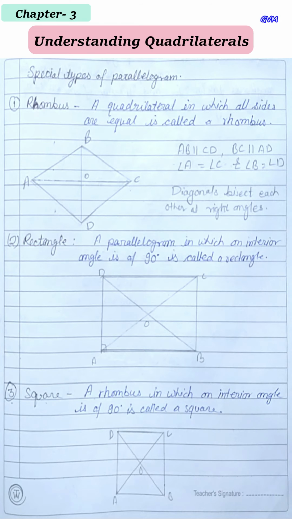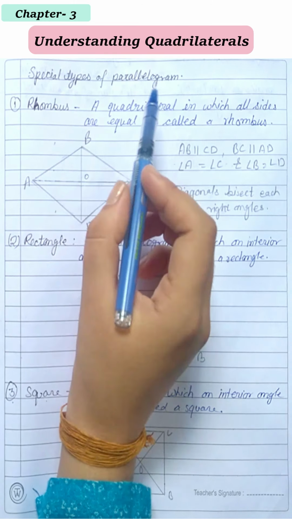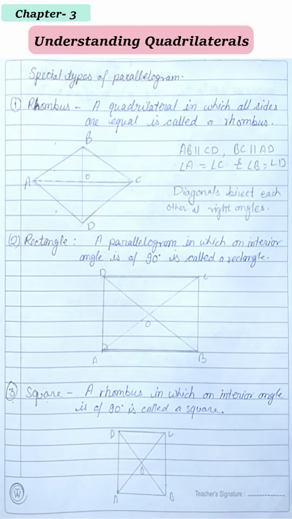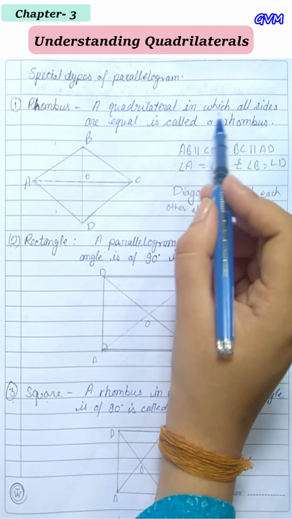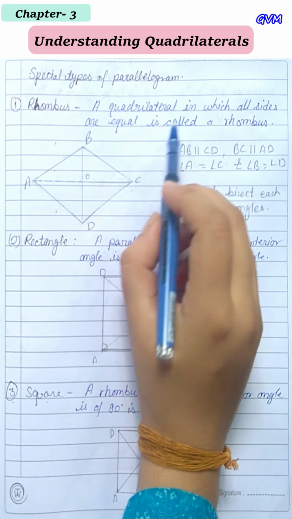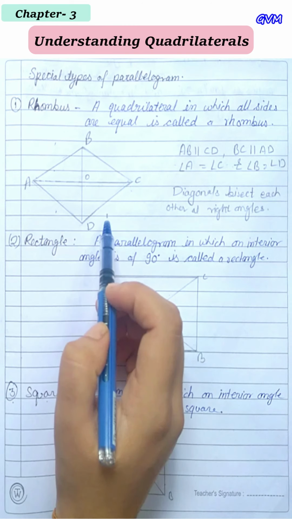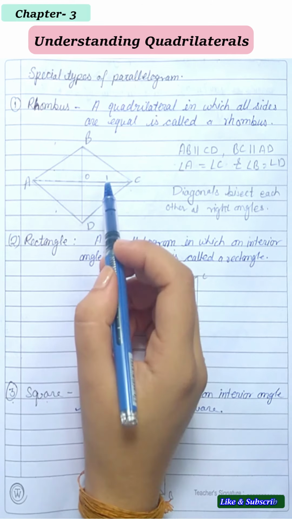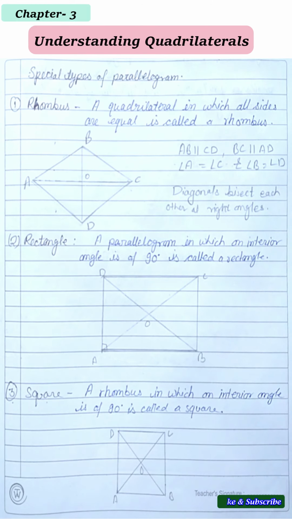Now in this chapter we are majorly learning about the special types of parallelogram and questions related to them. So we have special types of parallelogram. So first one is rhombus. So what is a rhombus? A quadrilateral in which all sides are equal is called a rhombus, and also both pairs of opposite sides are parallel to each other.